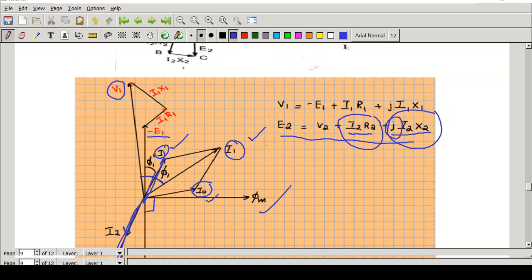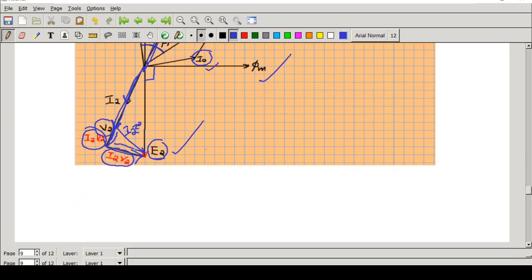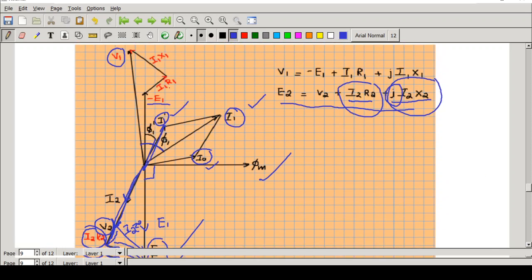Now we will see how to get V1. E1 you already know, so E1 will be drawn as minus E1. See here, minus E1. The actual direction of E1 is the same as E2, right? Actually E1 has to come here because both E1 and E2 are lagging the flux by 90 degrees. But now I am taking E1 as minus E1, that is why it is coming here. To minus E1, this is the point.